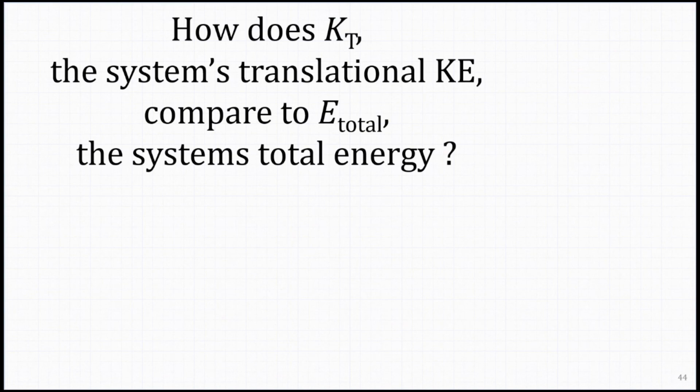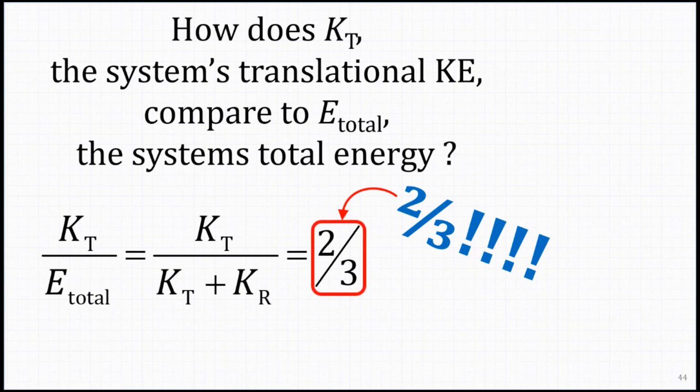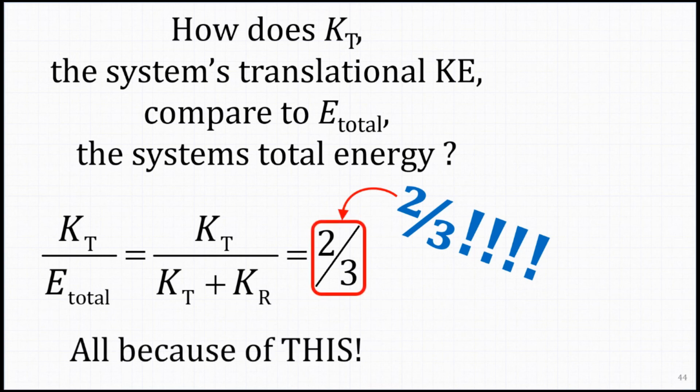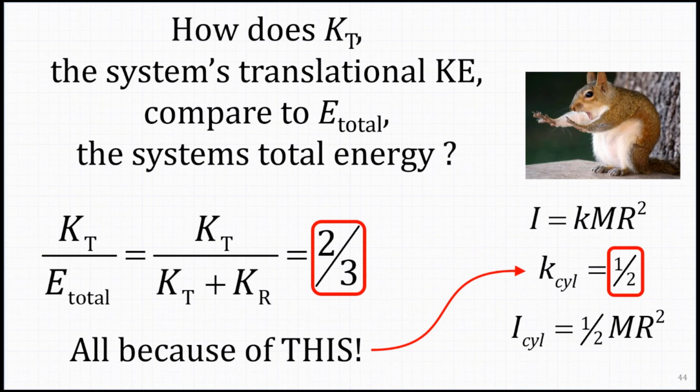Finally, and you sort of know this one already, how does our system's translational kinetic energy compare to the system's total energy? Well, when I work that one out, I get 2/3. Again, all because of this little number right there, that coefficient. Yeah, it's crazy. We gotta stop this. This is out of control.